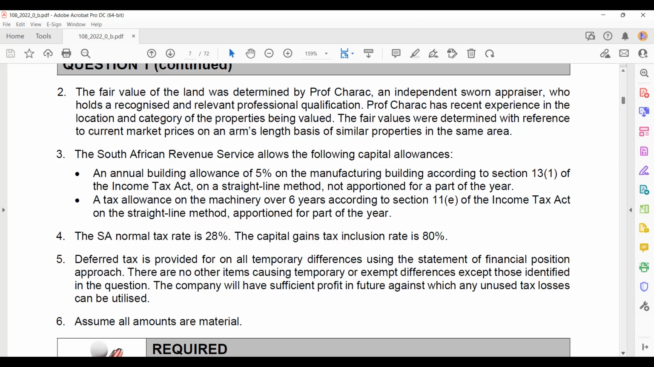The SA normal tax rate is 28%. The capital gains tax inclusion rate is 80%. Deferred tax is provided for on all temporary differences using the statement of financial position approach. There are no other items causing temporary or exempt differences except those identified in the question. The company will have sufficient profit in future against which any unused tax losses can be utilized. Assume all amounts are material.